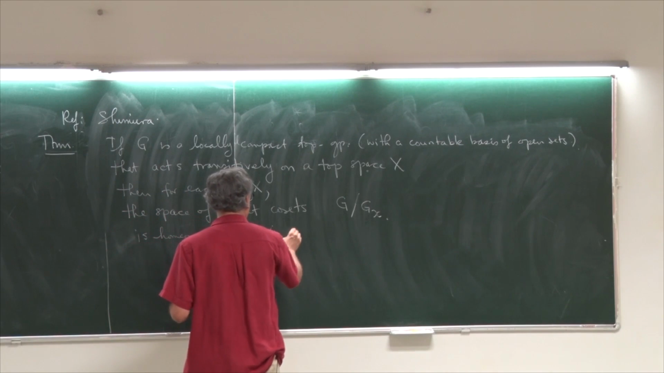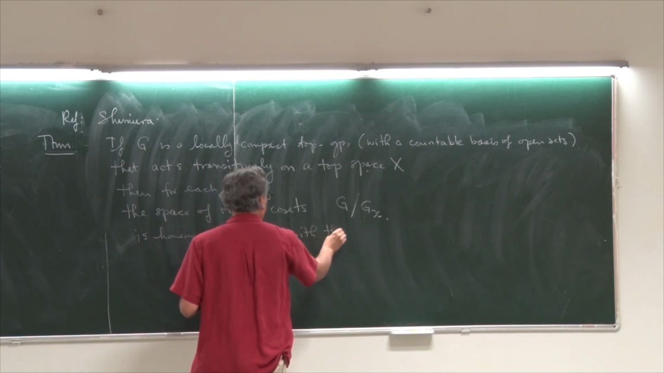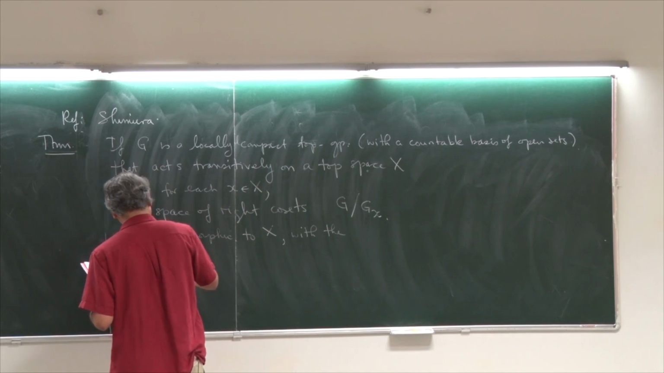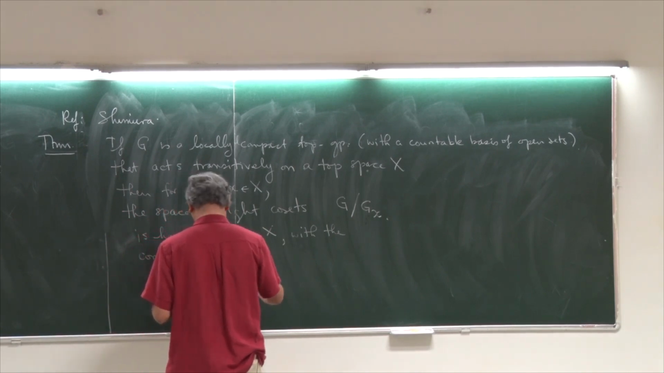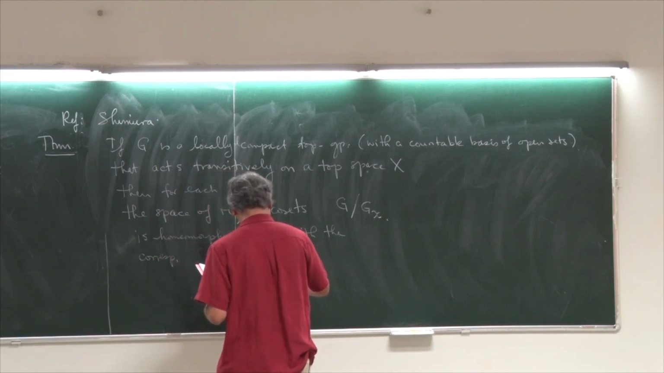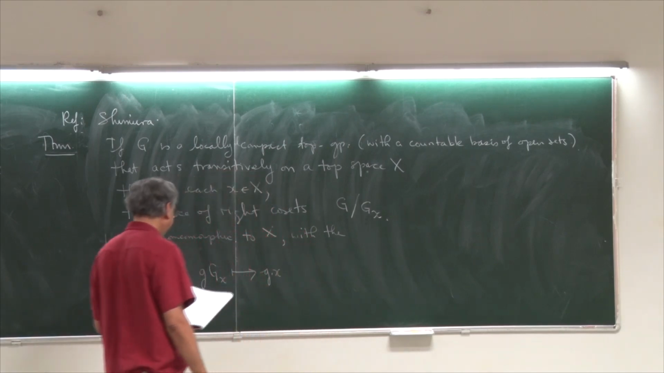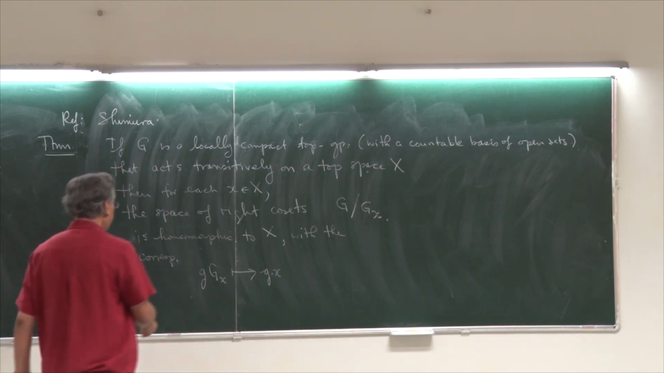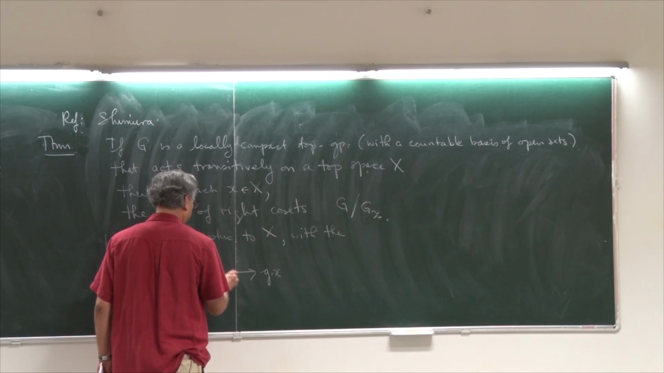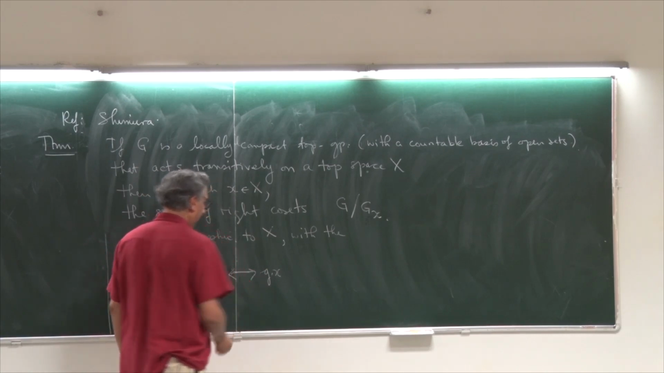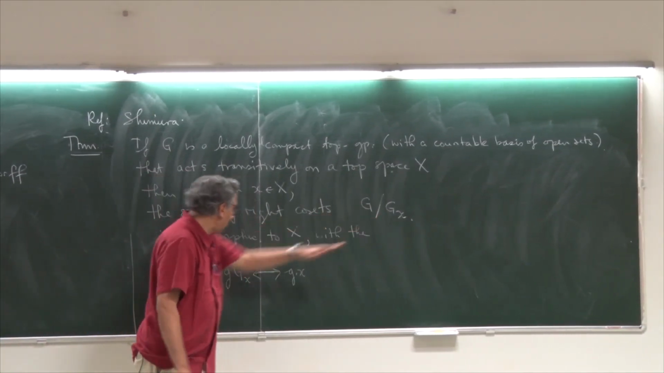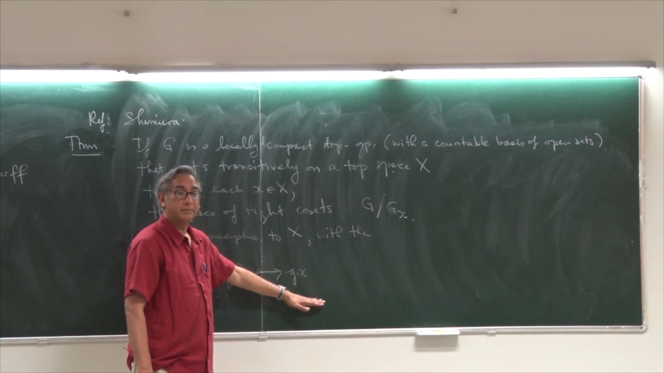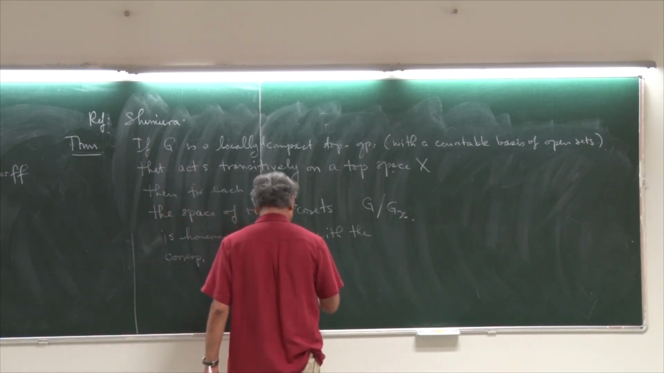with the correspondence g, the coset, so the correspondence is, so here I'm looking at the cosets here. This coset will correspond to this point. Okay, so this is a point in X.